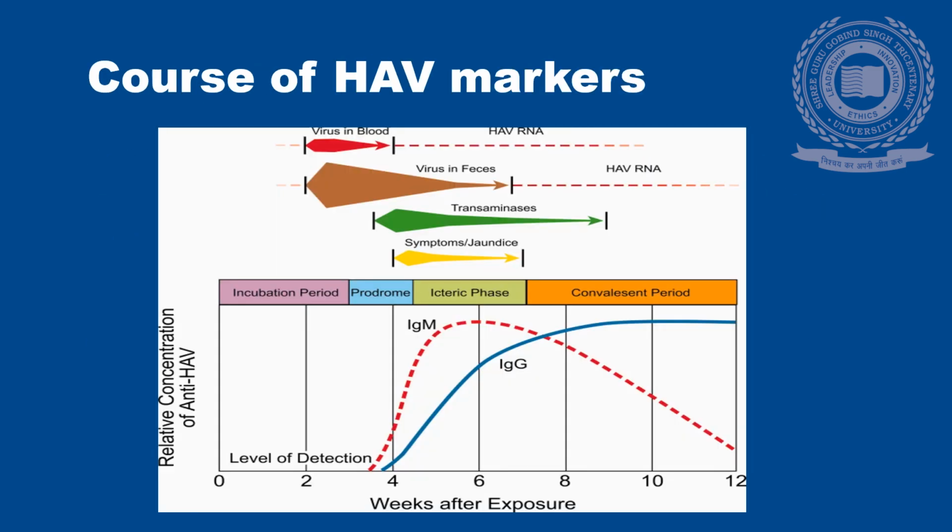So in this graph, we can visualize that IgM peaks first, and a few days or a week after IgM, IgG will peak and there will be sustained rise of IgG, while the IgM will peak in the icteric phase, where there will be presence of symptoms, jaundice especially, and elevation of the liver enzymes. It can be detected both in feces as well as in blood.